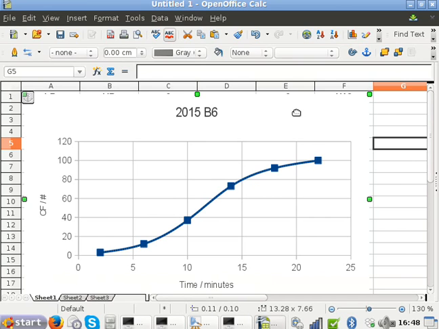This is the graph. So how many marks for that? 4 marks.